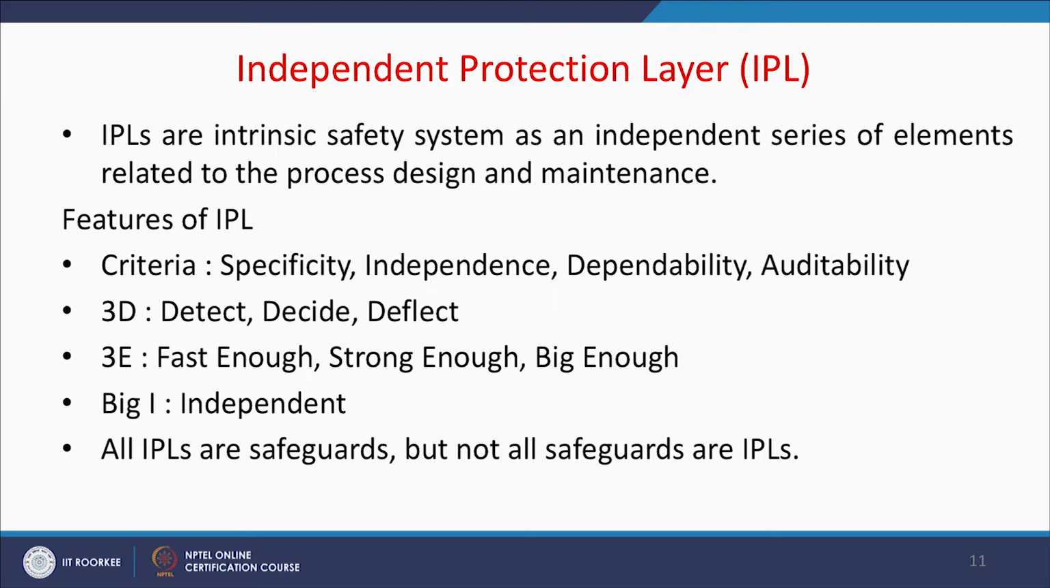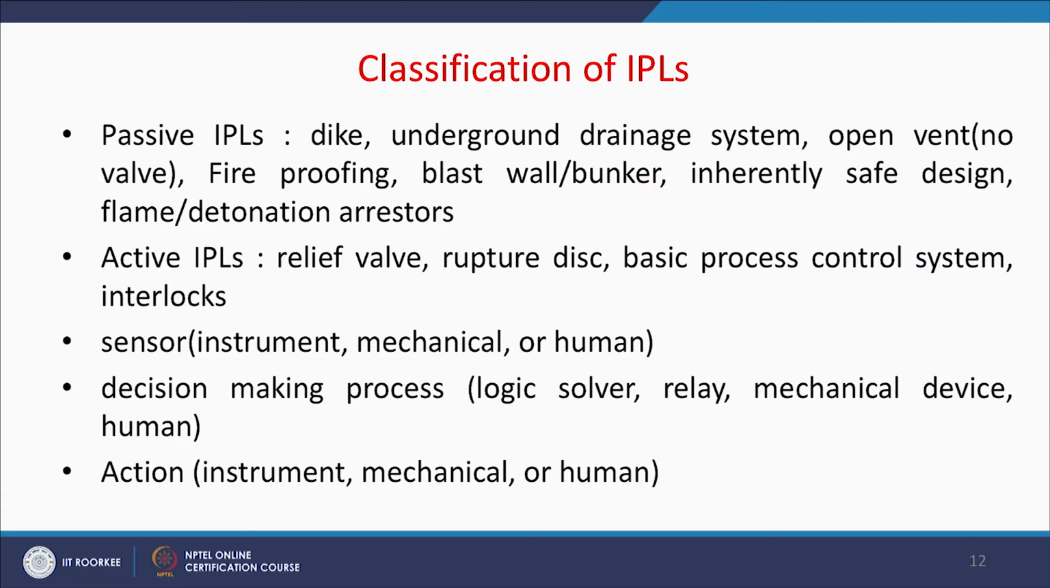So all IPLs are safeguards, but not all safeguards are IPLs. So this thing must be remembered in all the aspects. Now let us have a look at the classification of IPLs. Basically there are two ways to classify it. One is on the basis of the passive and active approach. So the passive IPLs are like dike, underground drainage system, open vent, then there is no valve, etc., fireproofing, blast wall or bunker, inherently safe design, flame or detonation arresters, etc.